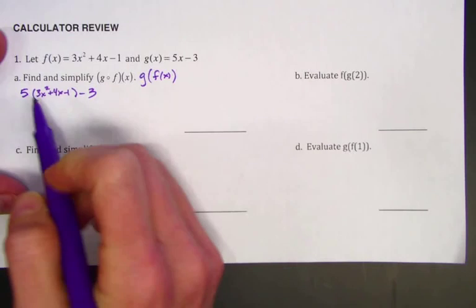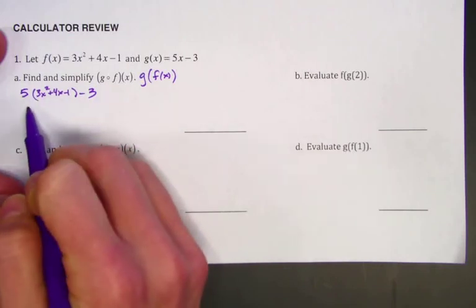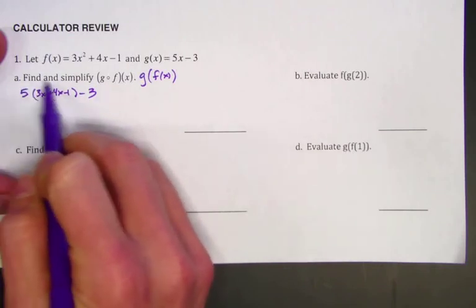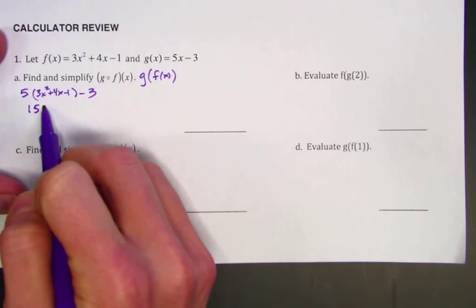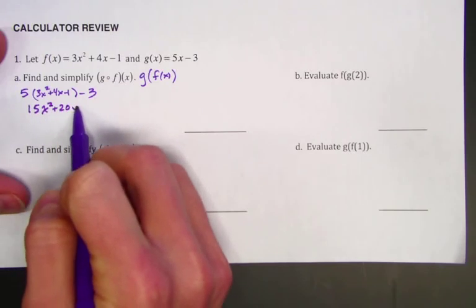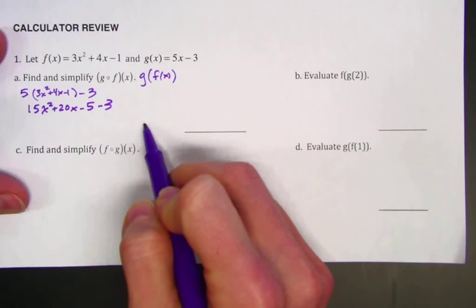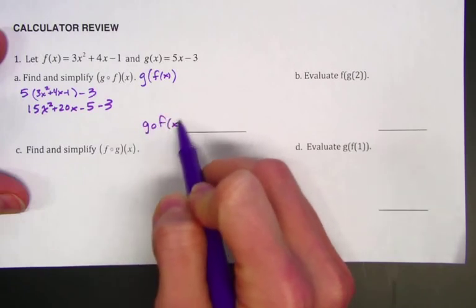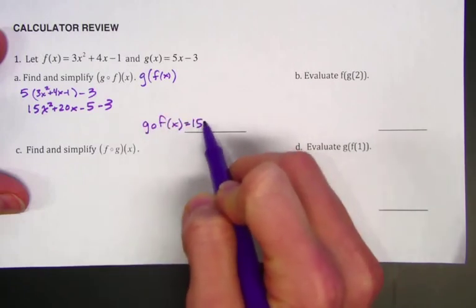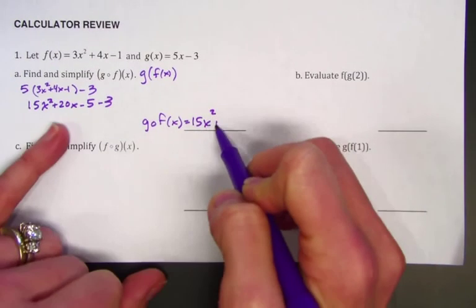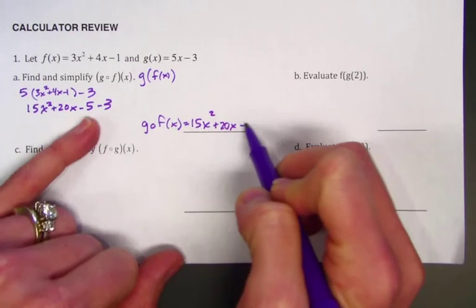So then if we simplify, by distributing the 5, we get 15x squared plus 20x minus 5 minus 3. And so then we have for g of f of x, 15x squared plus 20x minus 8.